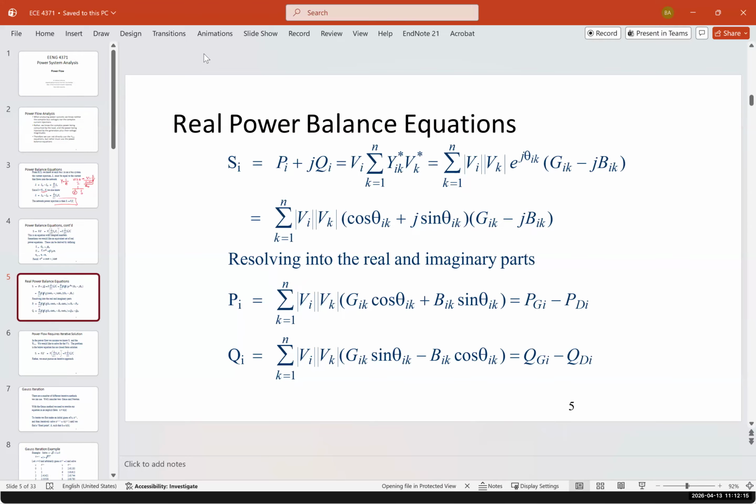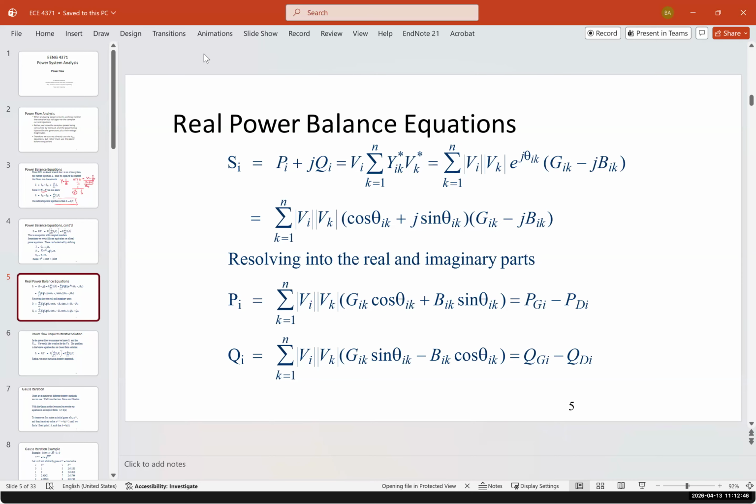Now, again, we can write this in the complex form, as mentioned previously. So we will replace Yik conjugate with Gik minus jBik. And if we expand that and resolve it, we get into the real and imaginary parts.